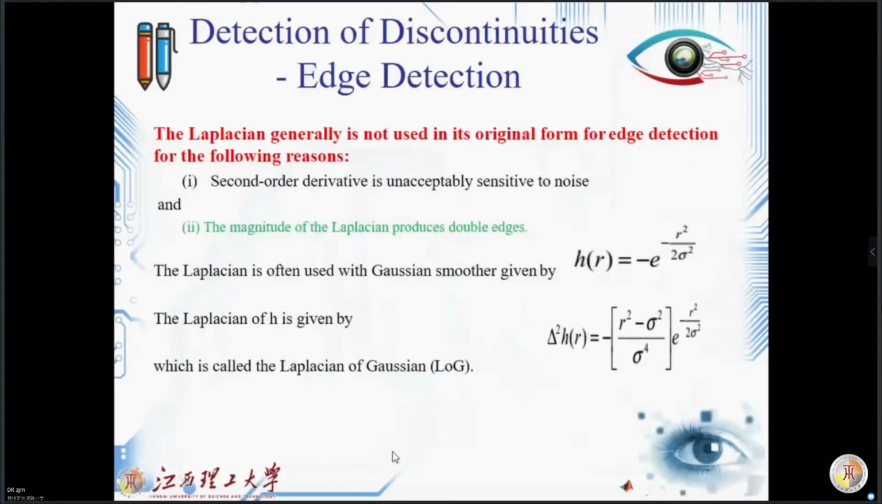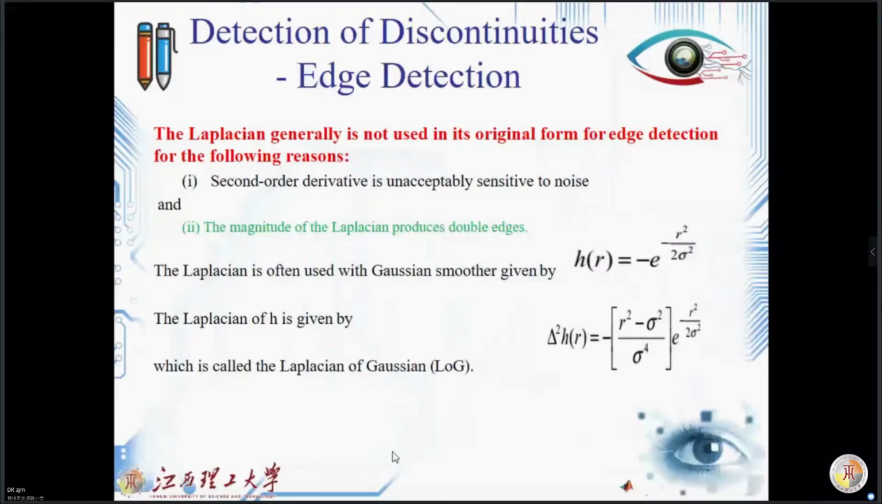Then the Laplacian is generally not used in its original form for edge detection for the following reasons. First, the second order derivative is unacceptably sensitive to noise. Second, the magnitude of the Laplacian produces double edges. Remember that the Laplacian has some problems on edges, so we will avoid using it directly on the image.